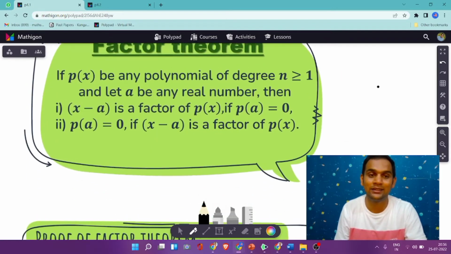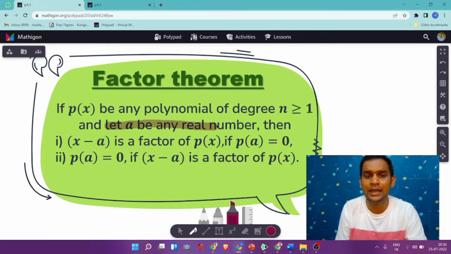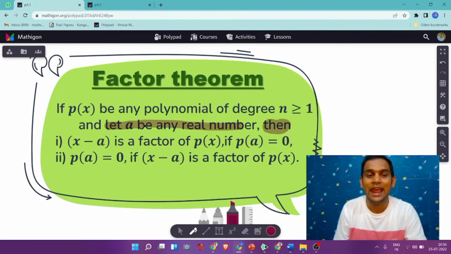Let's understand the statement of the factor theorem. It says, if p of x is any polynomial of degree n greater than or equal to 1, and let a be any real number, as in the first statement of the remainder theorem, then x minus a is a factor of p of x if p of a equals 0.